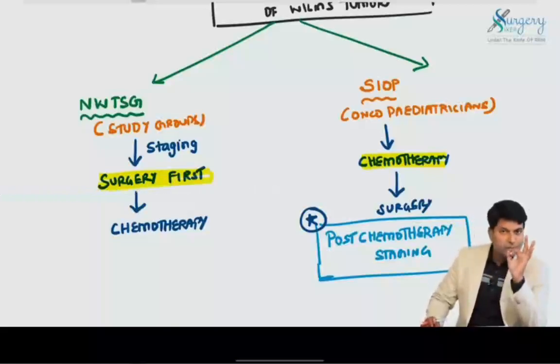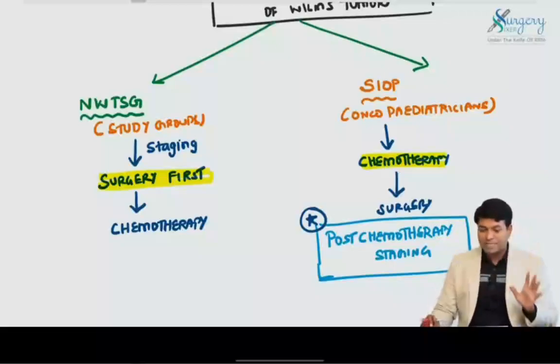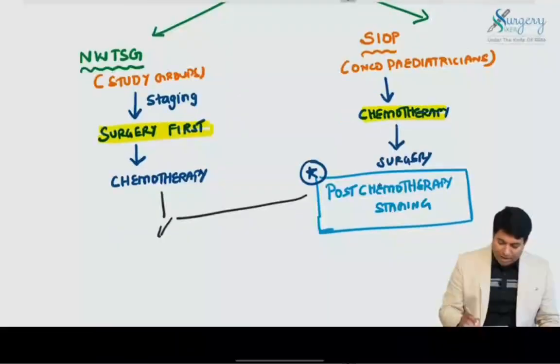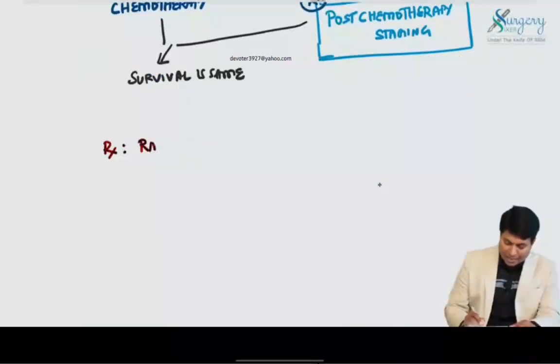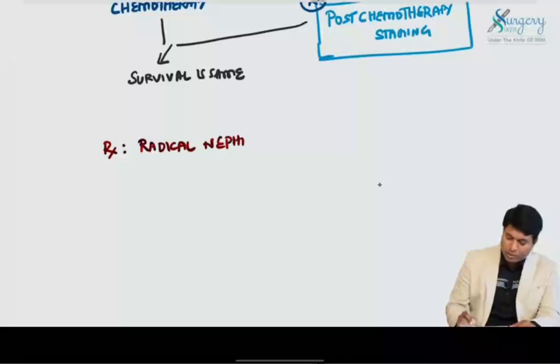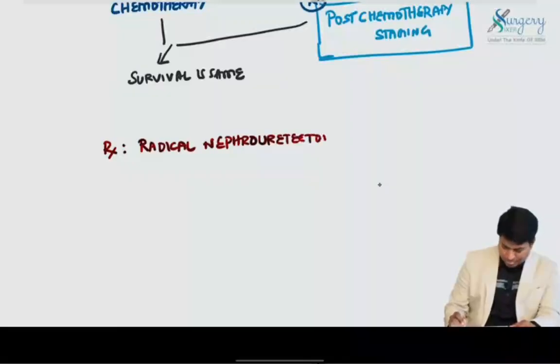So AIIMS PG question: National Wilms Tumor Study Group will do surgery first. SIOP group will do chemotherapy first, and that is post-chemotherapy staging. Please don't forget, whatever is done, survival is the same in both groups of babies. And the treatment we do is radical nephroureterectomy. Radical nephroureterectomy is done for these babies. This is the treatment given for these babies.